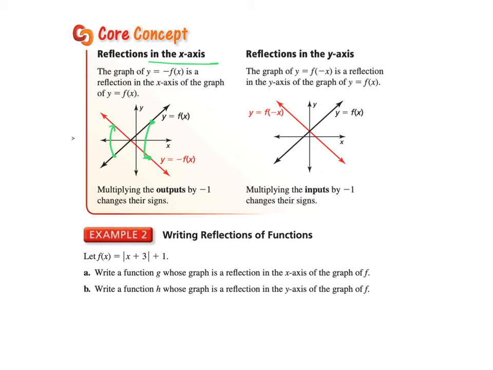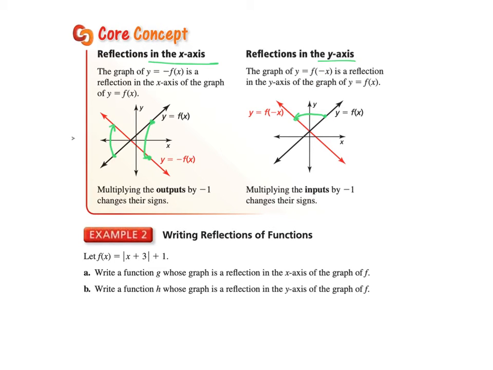Then you have reflections over the y-axis. So all the points on the right become the opposite direction on the left. Just like geometry, okay? Now, these two have specific things. If you have a reflection in the x-axis, you take the negative of the entire function, okay? Everything, take the negative of everything. If it's a reflection in the y-axis, it is inside the function.